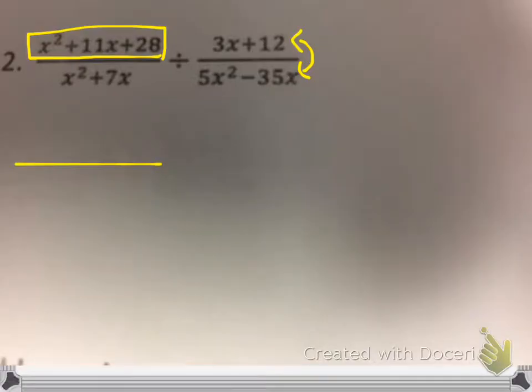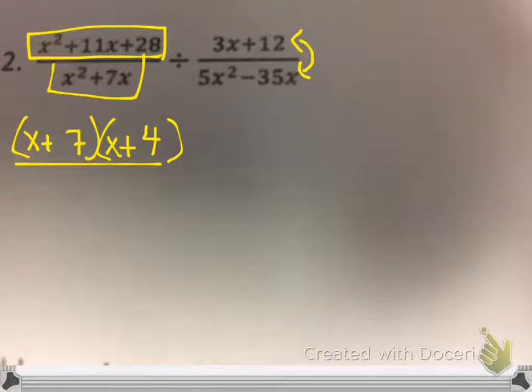Okay, number 2. The first one that I'm going to look at is the x squared plus 11x plus 28, which would be plus, plus. And two numbers that multiply to give me 28 and add up to 11 would be 7 and 4. 7 times 4 is 28, 7 plus 4 is 11. So remember, the two numbers multiply to give you the one at the end, and they should add to give you, or subtract to give you, the number in the middle.